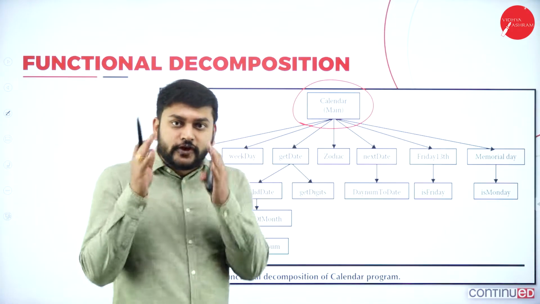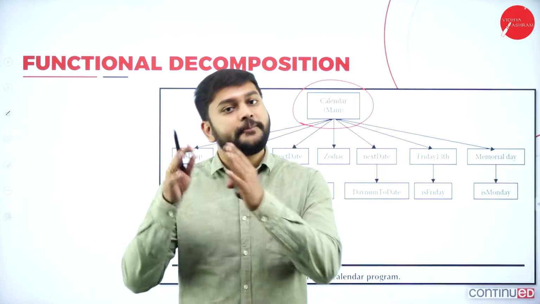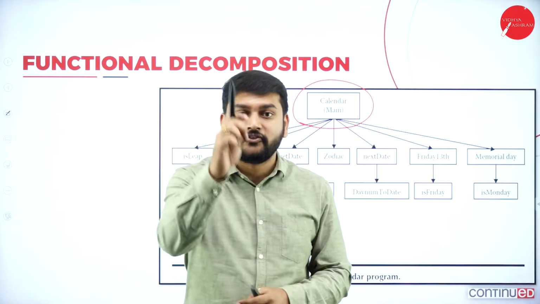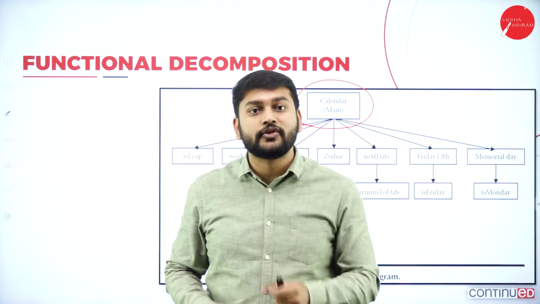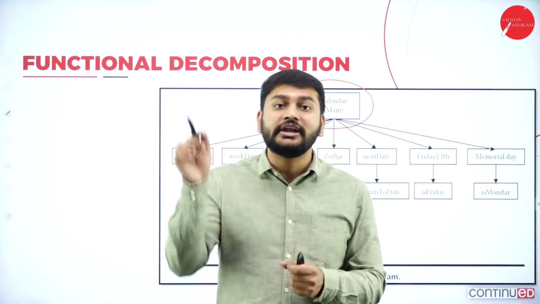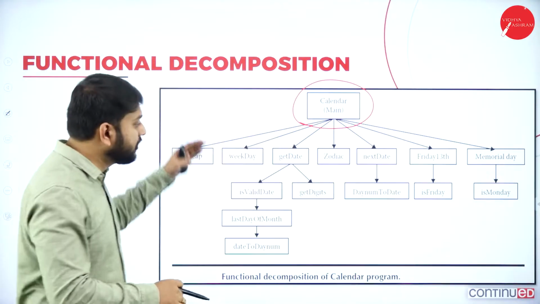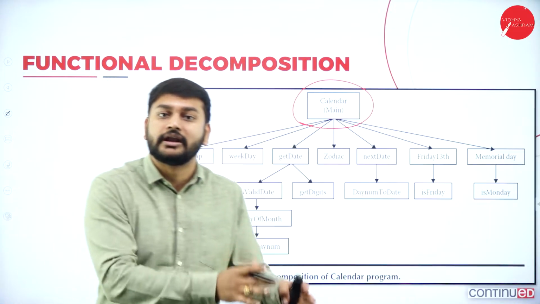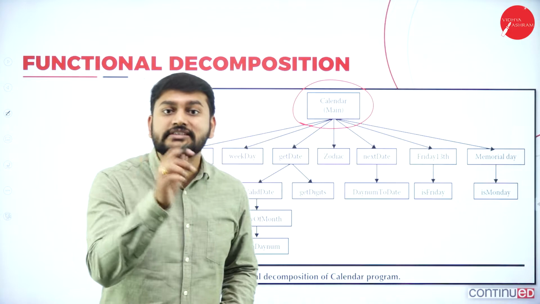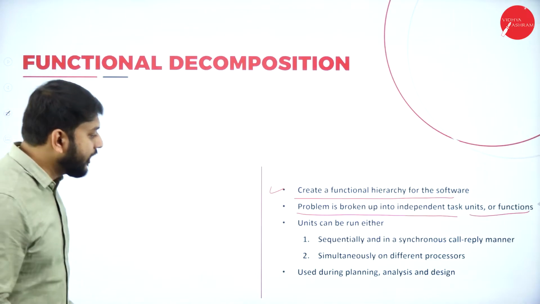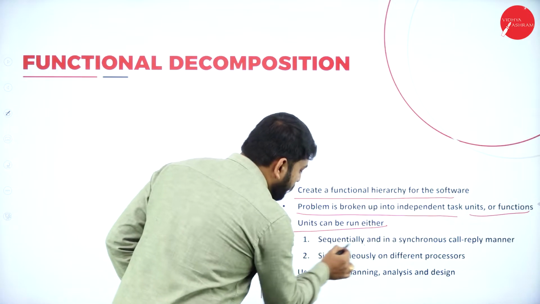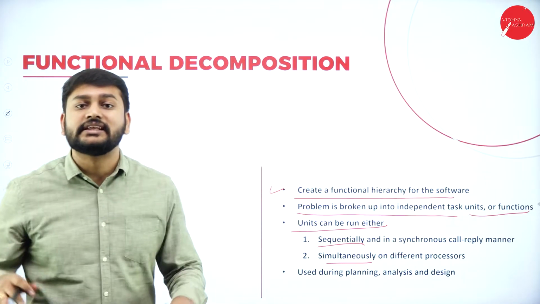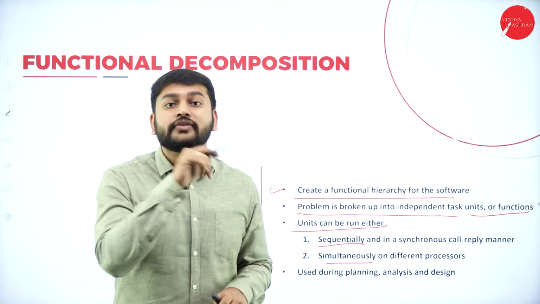You cannot say that this function is doing both tasks. If I am dividing it, make sure that the function or task is performing only one task. That's why I call it an independent unit or independent task. You have to divide your software in such a way that all the functionalities are divided separately and independent. That is the second point that you need to understand. The units can be run either sequentially or simultaneously. Sequentially means one by one, simultaneously means parallelly. That's what you need to remember.